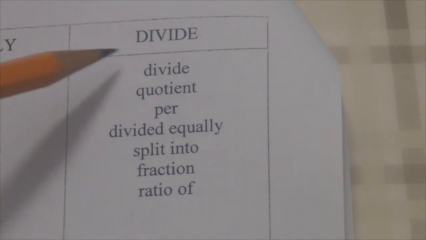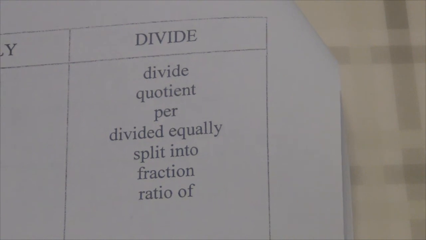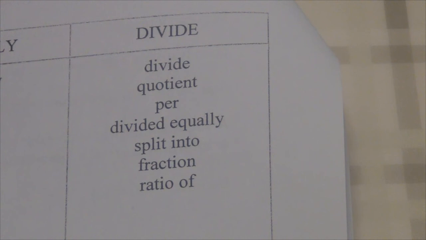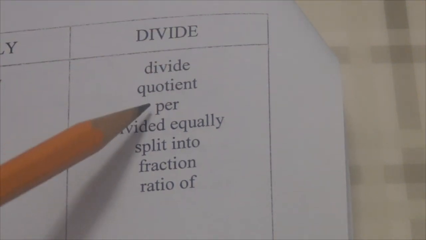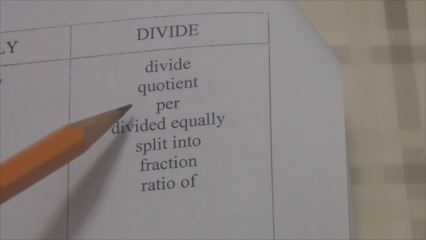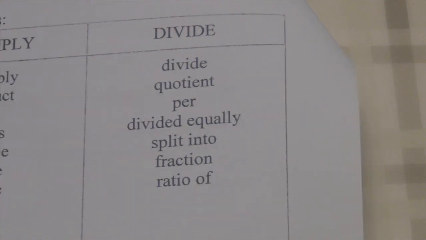And to divide. Anyways, so you have these little words, and you are going to have to write them down. If you have to write them 100 times each so you remember what they mean, that's fine. Divide, quotient, per, like 100 miles per hour. 200 miles per 2 hours means 100 miles per 1 hour, because 200 over 2 is 100 over 1. Divided equally, split into, fraction, ratio of. Those mean division.